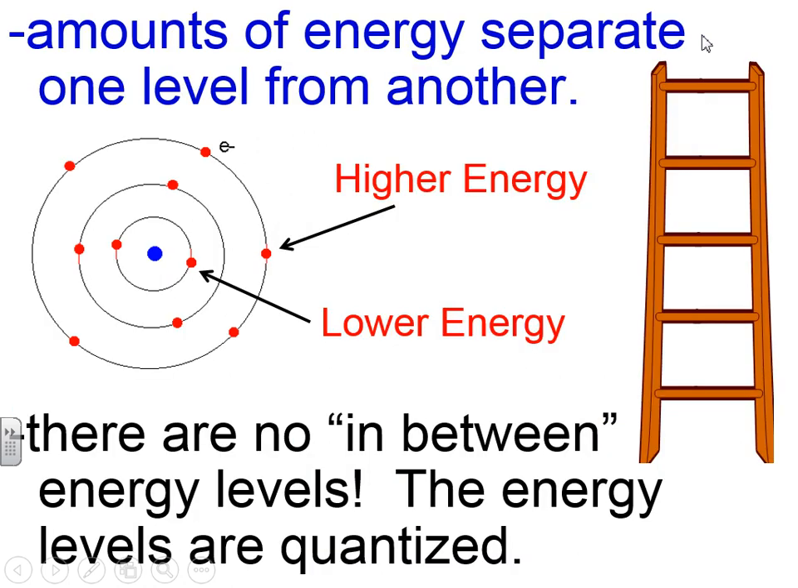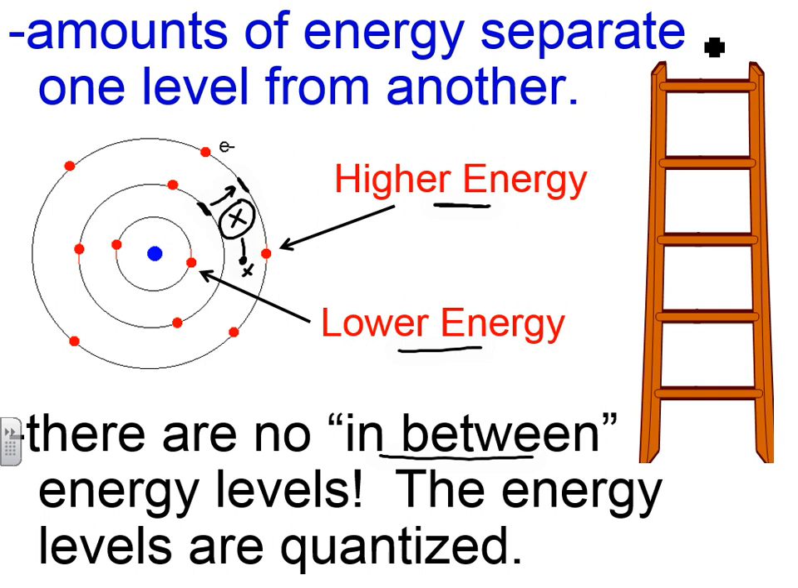So, amounts of energy will separate one level from another, and the farther you are from the nucleus, the more energy you have. So if you're further away, like this electron, it has more energy; the closer you are, the lower the energy you have. Now, it's really important to understand that there are no in-between energy levels. An electron, for example, cannot exist in this region. It can only exist at this level, and then it can exist at this level. It can jump between the two levels, but it cannot orbit here.